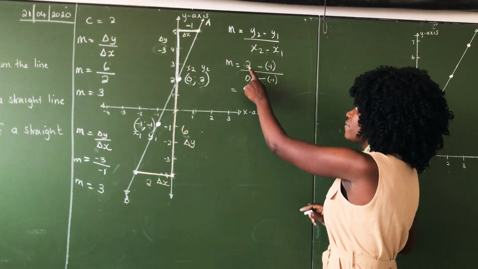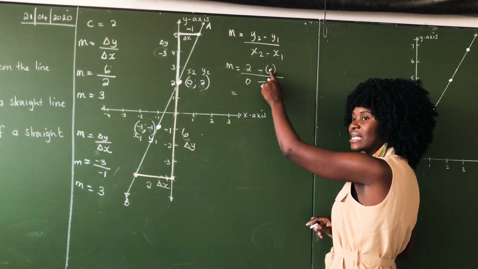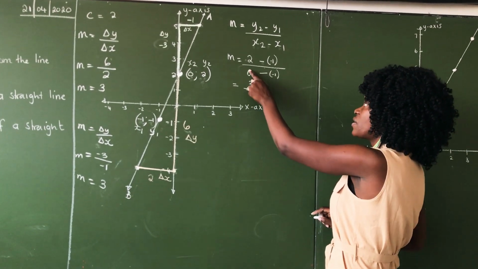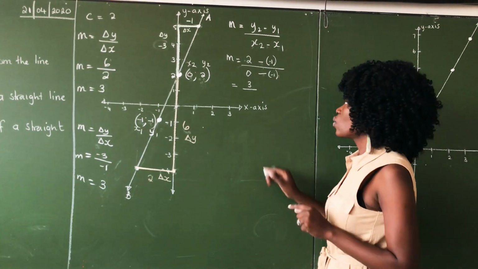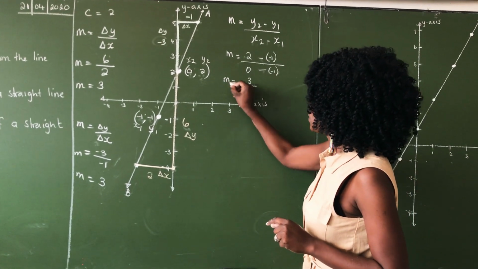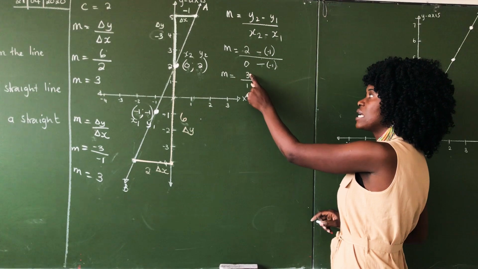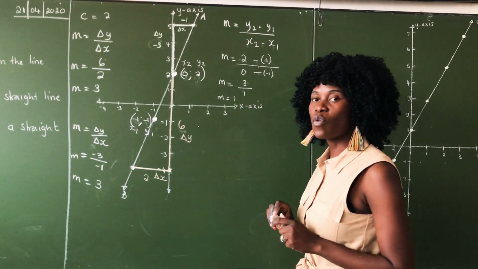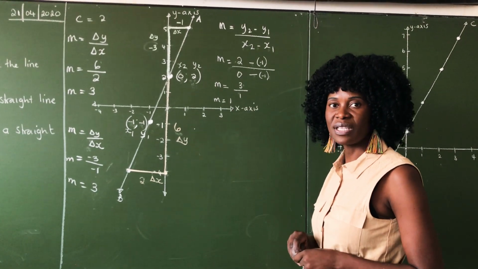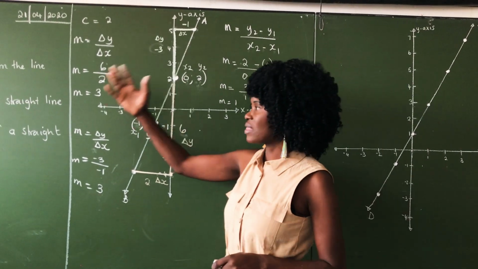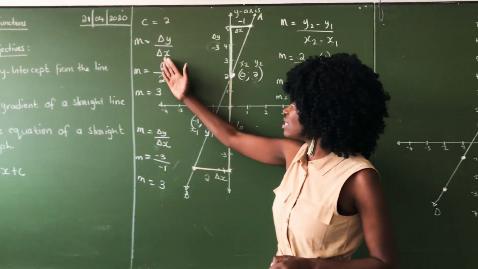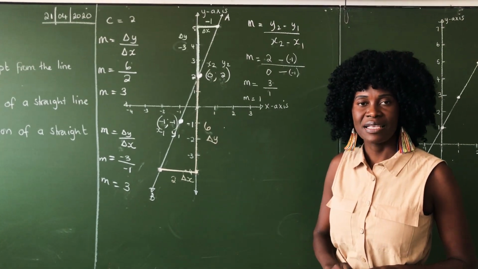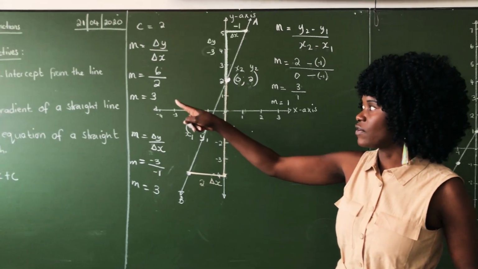Okay? So we now have 2 minus -1, which will give us +3, and 0 minus -1 will give us +1. So at the end of the day, we have 3 divided by 1, which gives us +1. So our gradient is +1. Regardless of which method you use, whether you use this method or this method, the gradient will remain the same. Now getting back to our specific objectives.